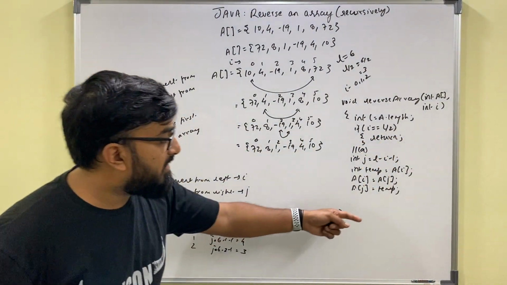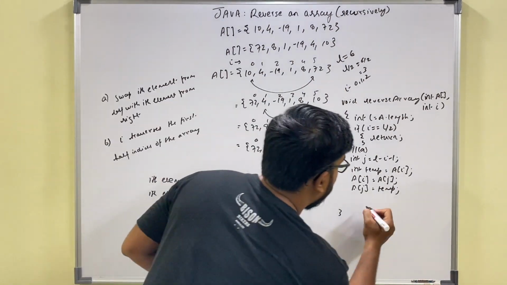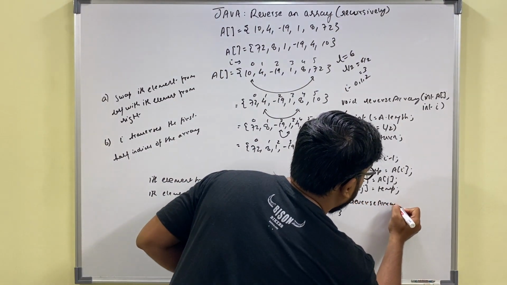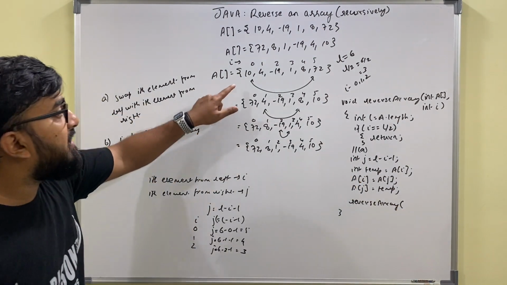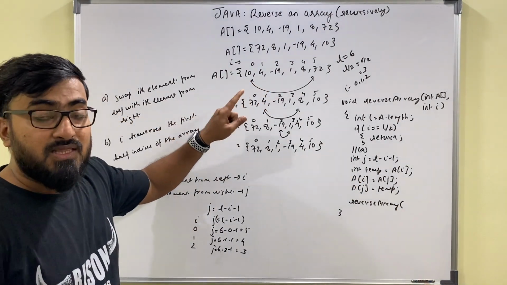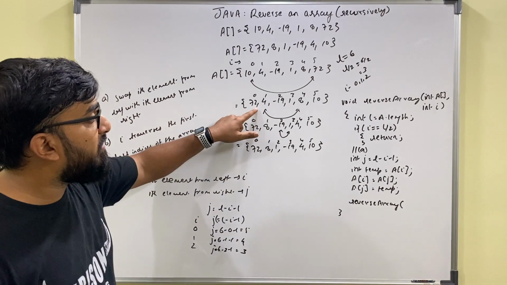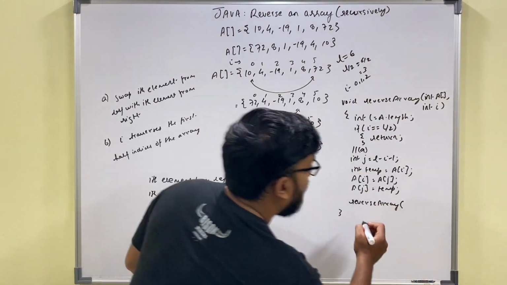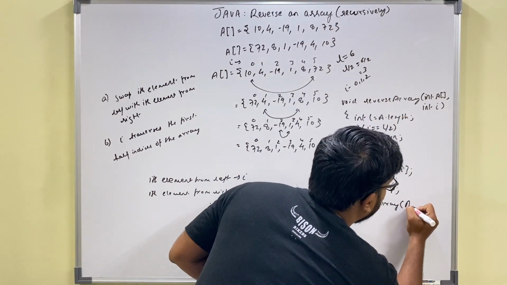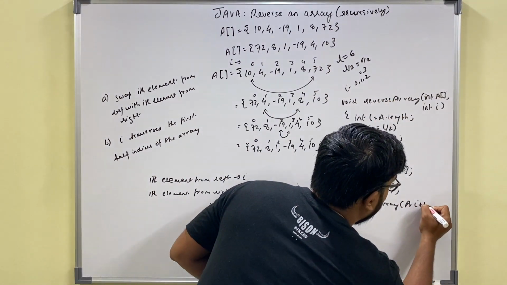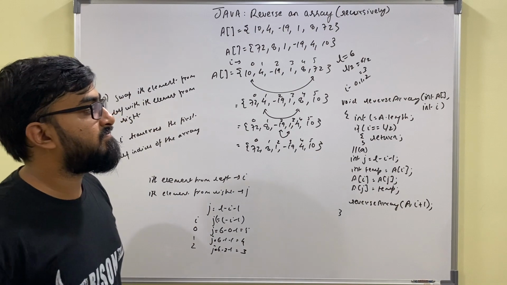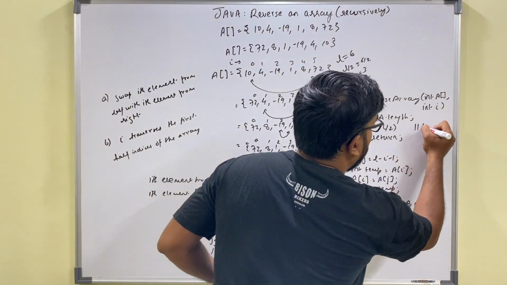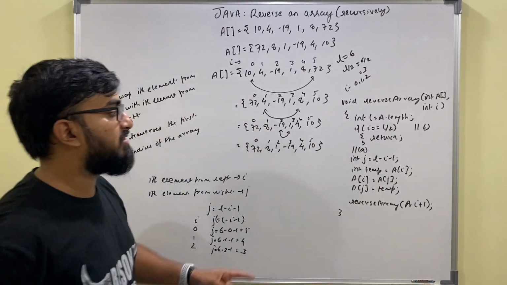Okay. And then I do my recursive call here. I say reverse array. Since my ith index is swapped, the next index I'm going to swap is going to be I plus 1, and the corresponding j. So I call reverse array, same method, with array A and I plus 1. So this is my point B where recursion stops.